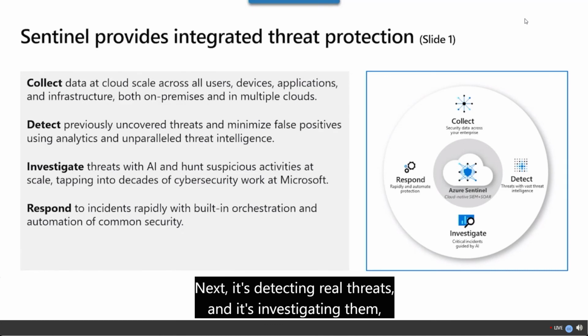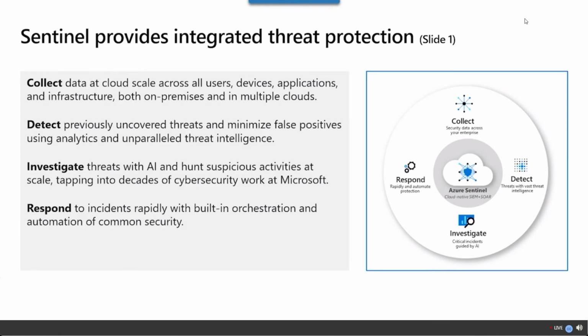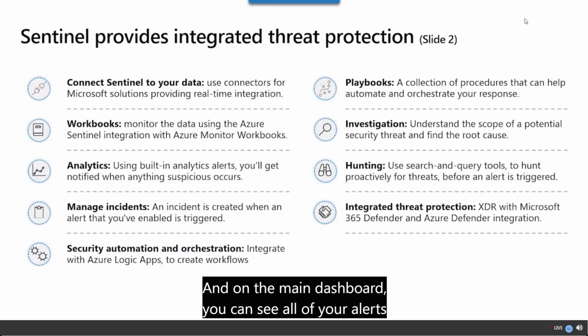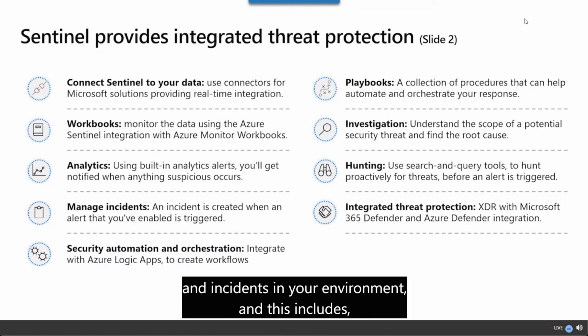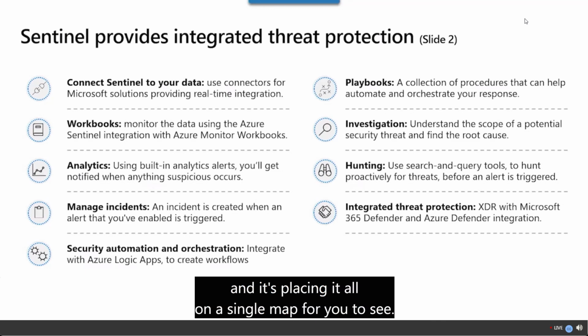Next, it's detecting real threats and investigating them, but it's cutting back on those false alarms. Because once you get that alert, you can use the built-in orchestration to create an automatic response to those threats. And on the main dashboard, you can see all of your alerts and incidents in your environment. And I mean, this includes, but it's definitely not limited to, active incidents and their statuses, trends across environments and incident data sources, different anomalies, different detected attacks. And it's using the Microsoft Threat Intelligence, and it's placing it all on a single map for you to see.